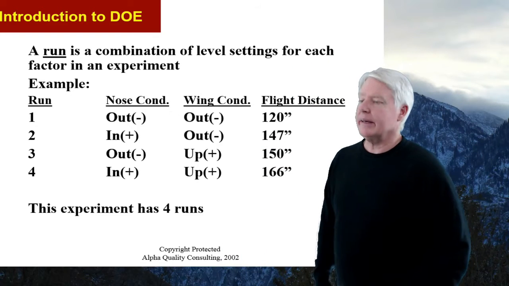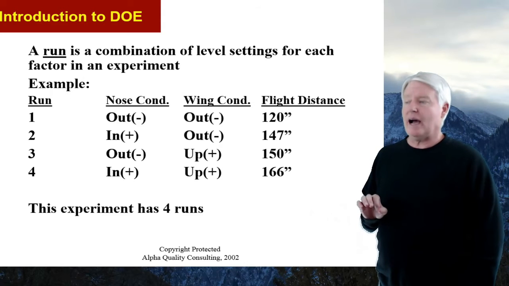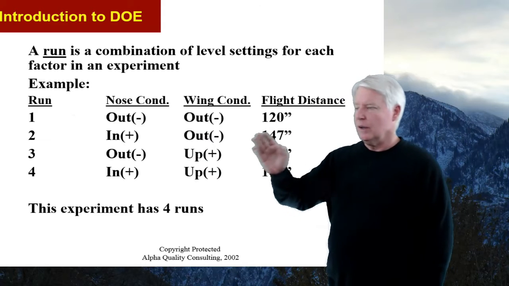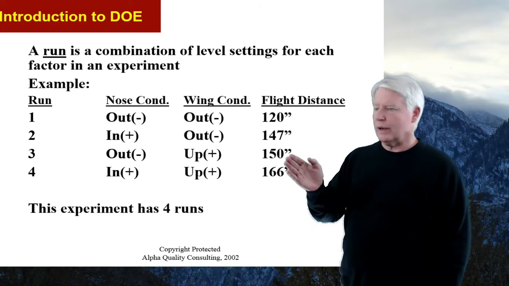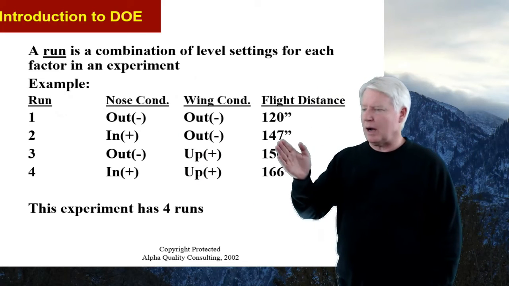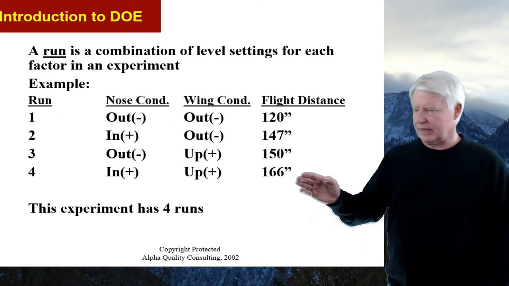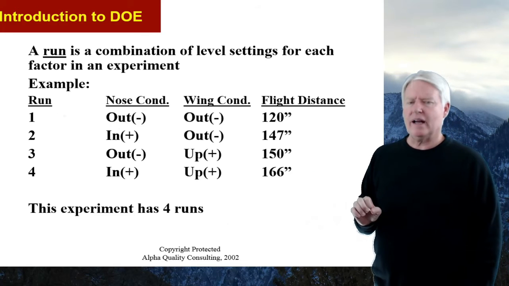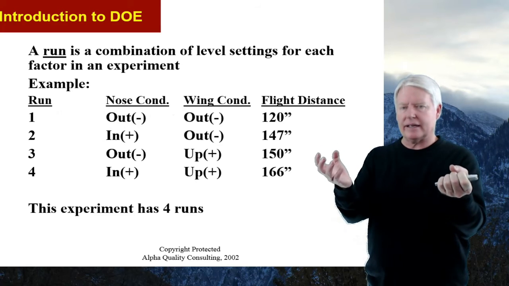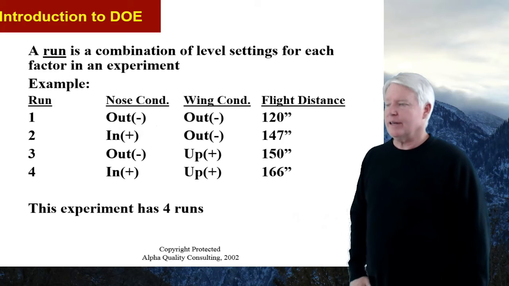So like I said, hopefully you understand the technique. Let's review. How did I calculate the effective nose condition? Well, I took the average when it was negative, 120 and 150, took the average of those two numbers. Then I took the average when it was positive, the average when it was 147 and 166. Once I got those two averages, I took the average when it was negative and subtracted it from the average when it was positive, and that's my effect of the nose condition.